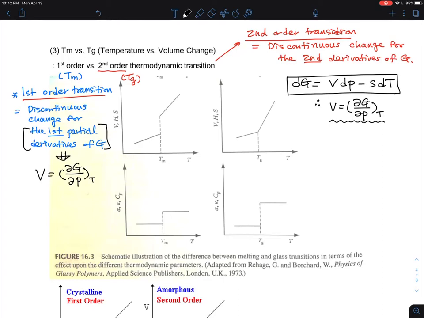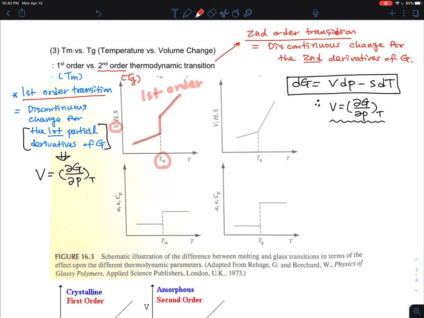With T. So if you were to measure the volume, you should be able to measure that and see this continuous change. So you might recall at the Tm, the volume continuously increases, right? So therefore, this is a first order thermodynamic transition.